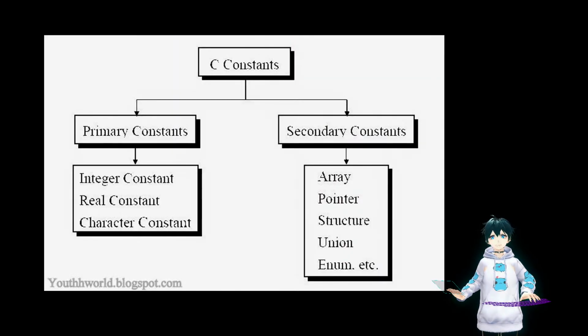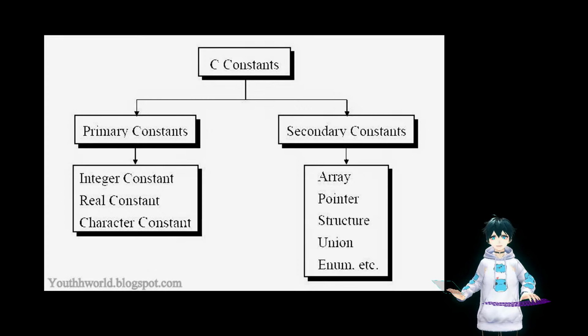In C language, there are two types of constants. First is primary constant and second is secondary constants. Primary constants consist of integer constant, real or floating point constants and character constants. Secondary constants consist of array, pointer, structure, union, etc. But at this stage, we will only study primary constants first.